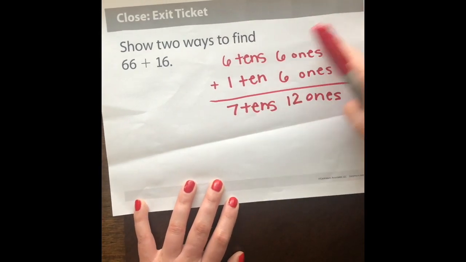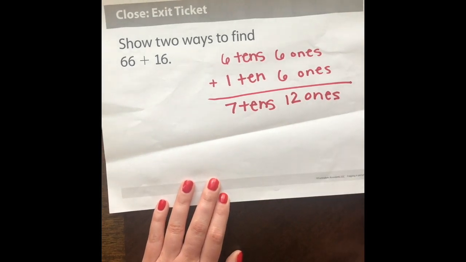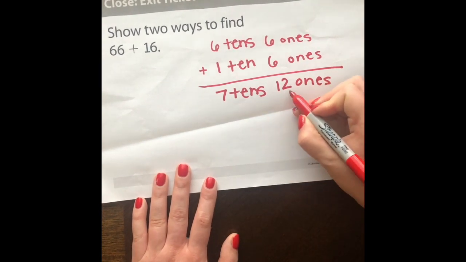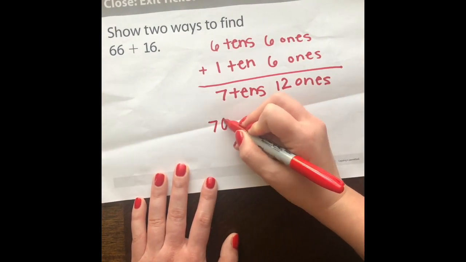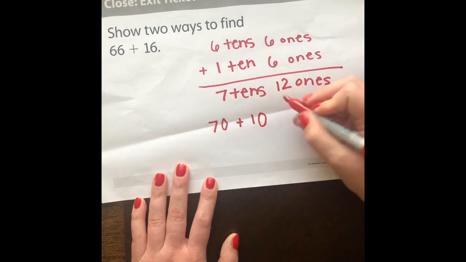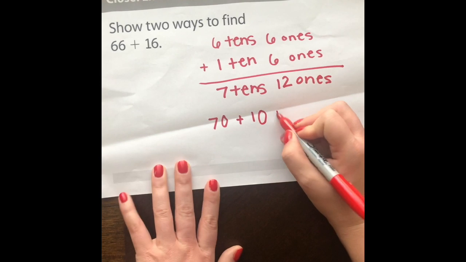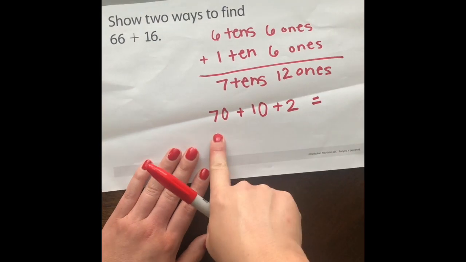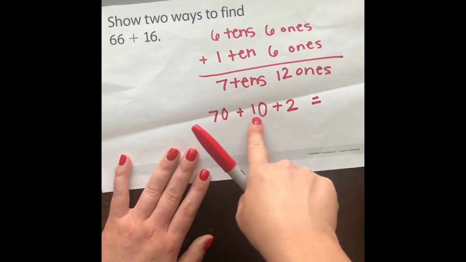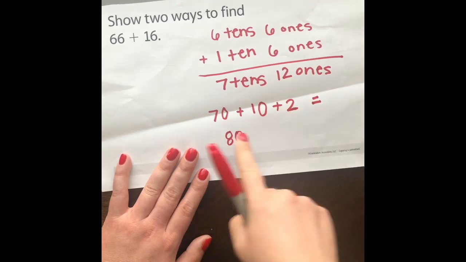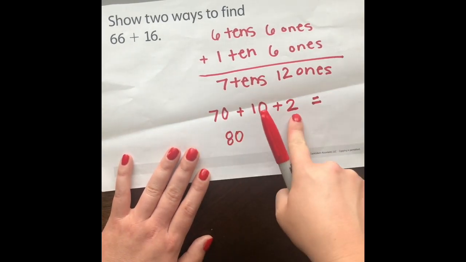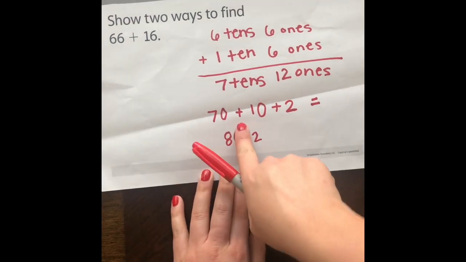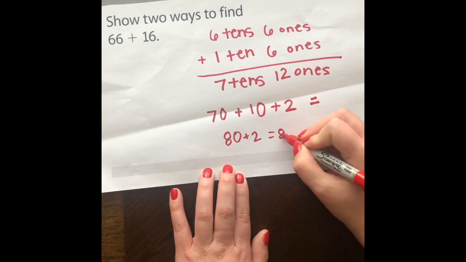You can use your fingers or draw a picture if you need to. We get 12 ones there, and we know that 12 can be broken down further. When we look at the number 12, we know it has 1 ten and 2 ones. So let's rewrite our problem like this. 70 plus 10, because of our 1 ten here, plus our 2 ones is equal to 70 plus 10, or 7 plus 1 is 8. 70 plus 10 is 80, plus 2. And like we've shown, 0 ones here, we can plug that 2 in. Our answer is 82.